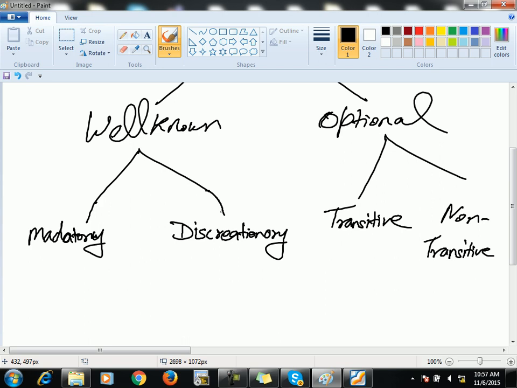Discretionary, sometimes they will go with BGP updates, sometimes they will not go along with BGP updates. Those attributes will be known as well-known discretionary attributes. Then optional: transitive and non-transitive.